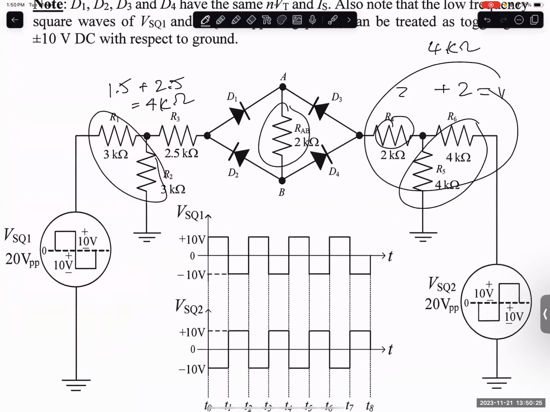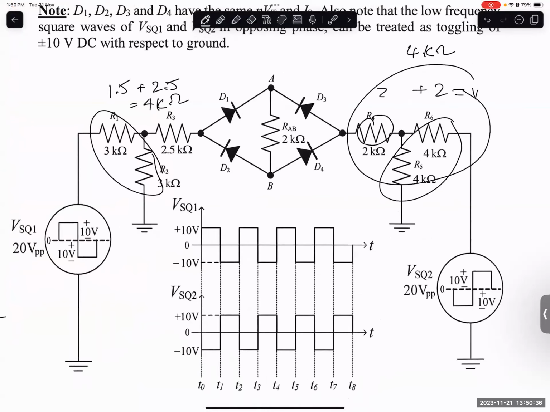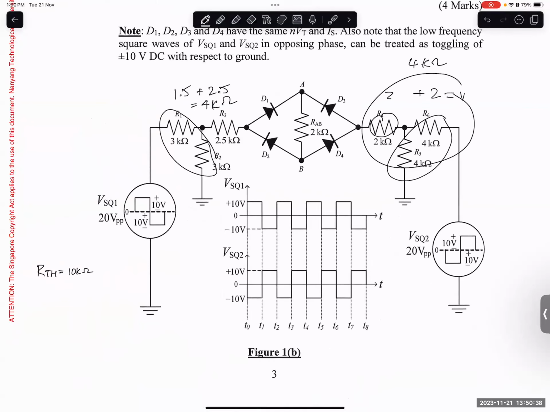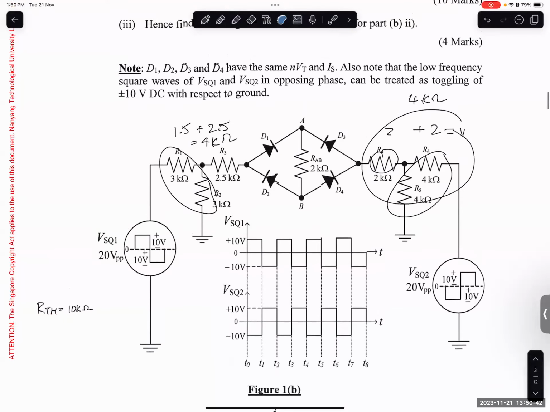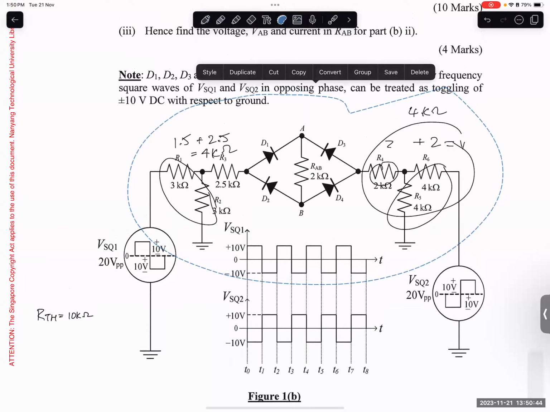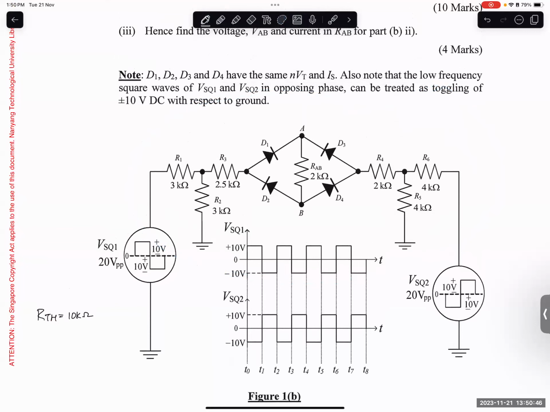And then here these two, right, we can either bring to this side or bring to this side, because it's in series, it doesn't really matter. So actually 4 plus 4 plus 2 is 8. 4 plus 4 is 8, then 8 plus 2 is 10. Okay, very simple. So once we got RTH 10 kilo ohm already, now we just need to find the voltage, the open circuit voltage.